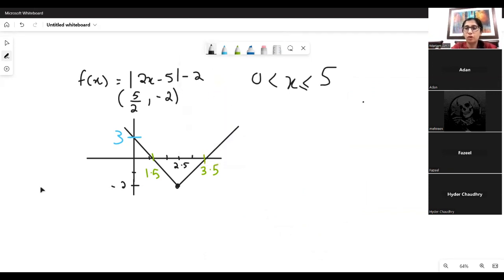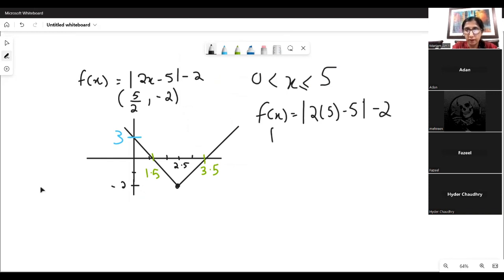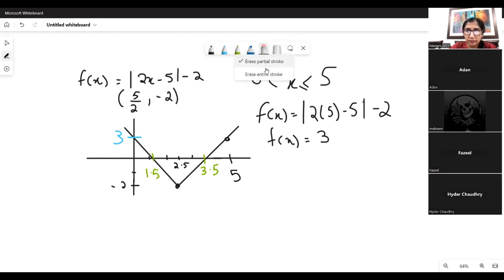So let's find the value of f(x) when x is 5. So f(x) equals modulus of 2 times 5 minus 5, modulus minus 2. So we have f(x) equals 10 minus 5 is 5, 5 minus 2 is 3. So that would be 3 as well. So when x is 5, y would be 3. तो यहाँ पे कहीं x 5 आ जाए. So your graph will end here.